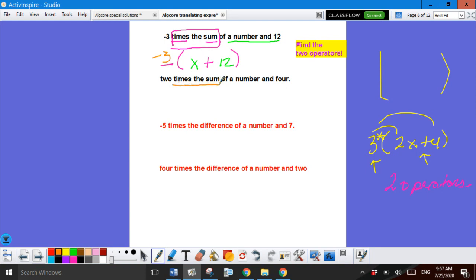Okay, again, two operators. Something on the outside and a plus sign. We have the sum of a number and 4, so x and 4. The multiplier is the 2 on the outside.